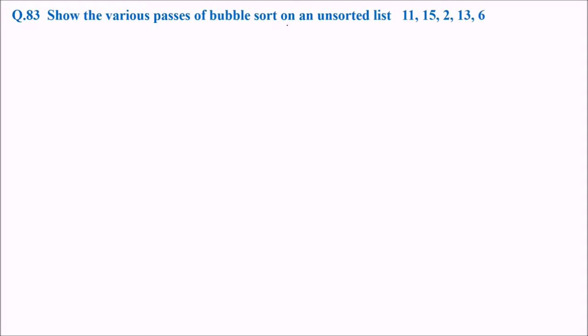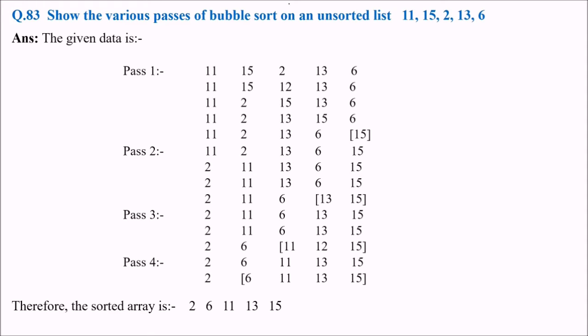Show the various passes of bubble sort on an unsorted list. So let us see: 11, 15, 2, 16, 2, 13, 6. First of all, what are you going to do? You are going to compare. In the first pass, you want the highest element to be at the end. So first, 11 will be compared with 15. Which is greater? 15 is greater, so it will not change the position.